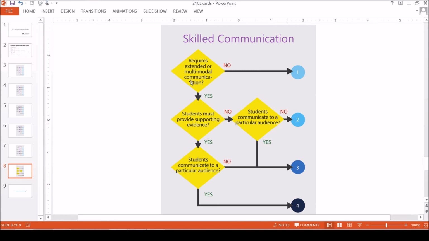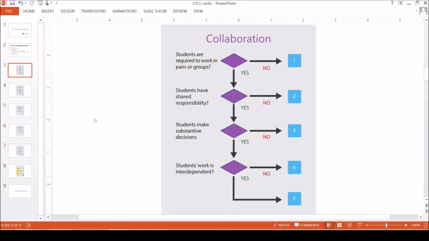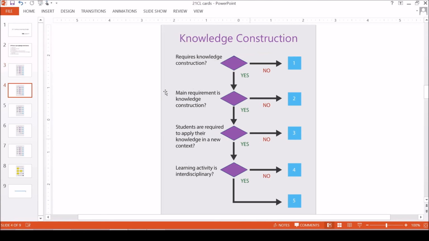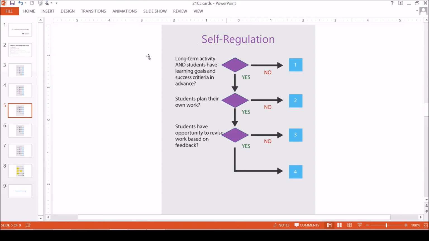But instead, we're going to keep it up here at a 2 range. So to recap, collaboration, we were down here at a 3. Students had shared responsibility, but they were not making substantive decisions. So that's why we're at a 3 here.